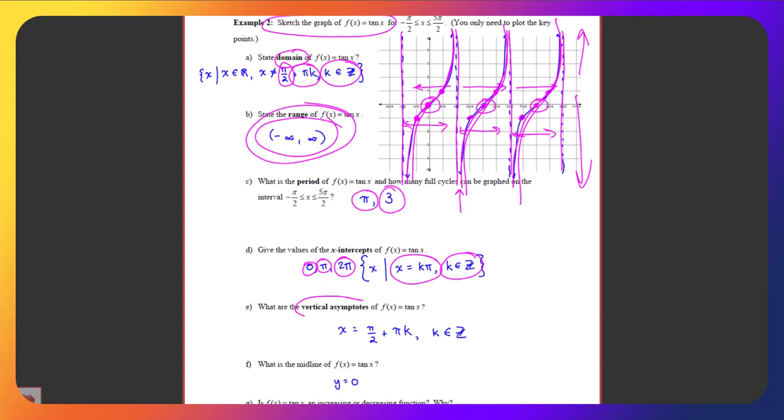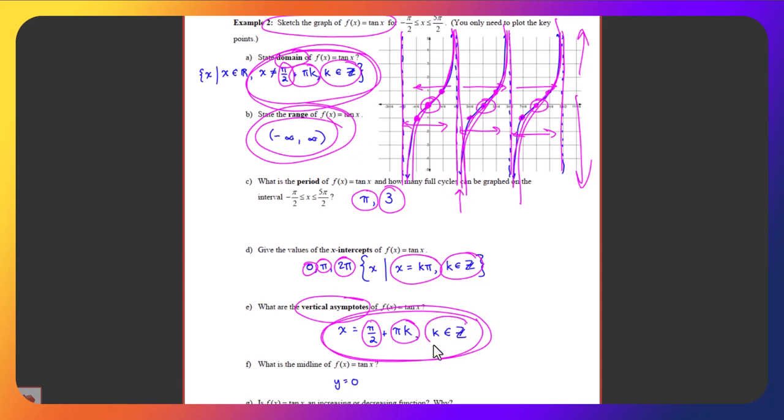The vertical asymptotes are where the domain can't be, so this should look familiar to you. It's x equals pi over 2, let's say the first one, and then each one after that is pi away from the first one. And you can pick any one you want for the first one. I just happen to pick pi over 2. Again, k is an integer, multiples of pi. The midline, y equals 0. Some things don't change.